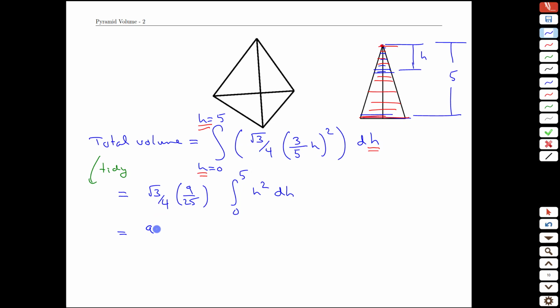At the end of the day, we have 9 root 3 over 100. The h squared, when we integrate it, becomes h cubed over 3 from 5 to 0. And notice we don't have to explicitly say h equals for these at the moment. If we have dh, then these are h values. I like adding them if there's ever any ambiguity or to emphasize a point, but they're not strictly required.